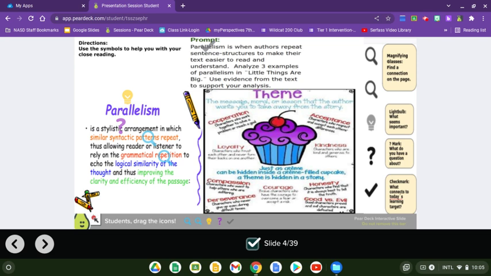So, theme, just a quick review. You can take a look at it a little bit later, but it's basically the message, moral, or lesson that the author wants you to take away from the story. And there will be a connection between parallelism and theme this week.